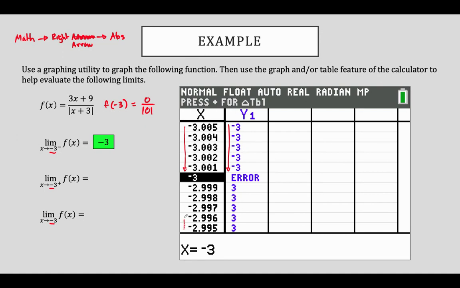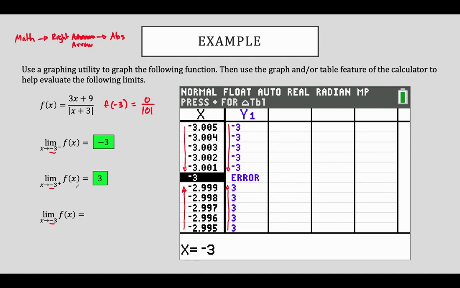Similarly, here I have my x values approaching -3 from the right of -3. What are my y values? Well, they are always +3. Therefore, the limit as x approaches -3 from the right is equal to +3.